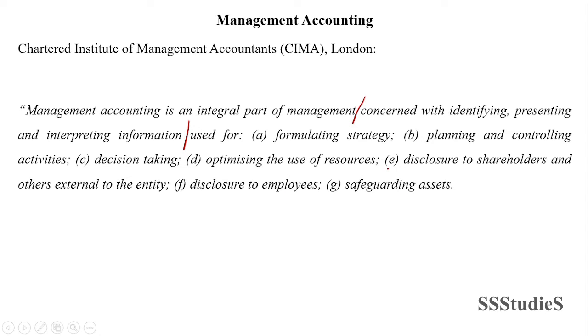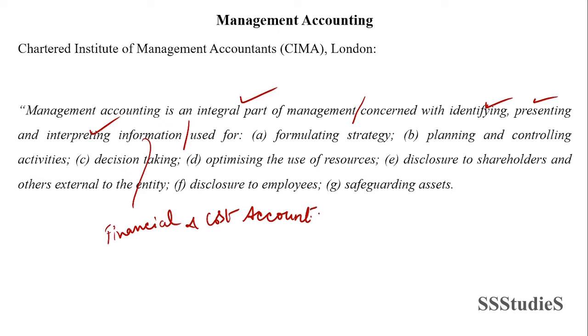As I already told you, if you look into this particular definition, it definitely brings about the essence of management accounting in the sense that it is exclusively for the top level management to take decisions. As such, management accounting is an integral part of management. Now here, management accounting identifies, presents, and interprets the information. As I told you, this information is derived from financial accounting records and cost accounting records. So whatever data is required by management accounting is taken from the financial accounting and cost accounting data.